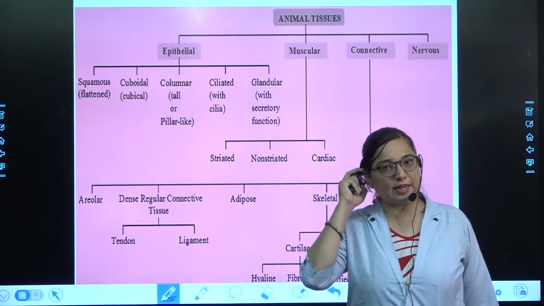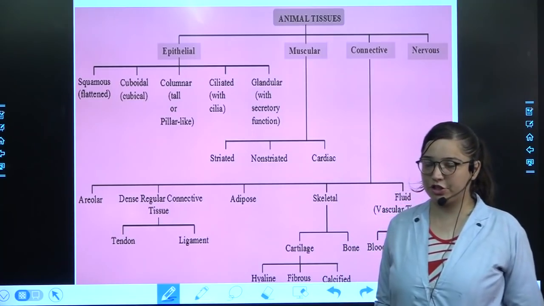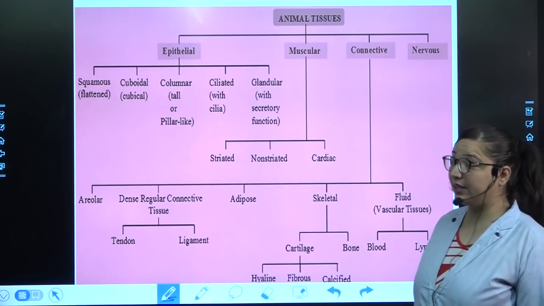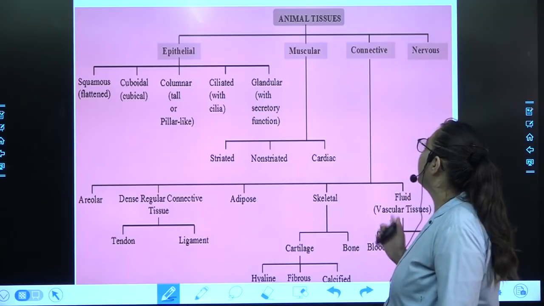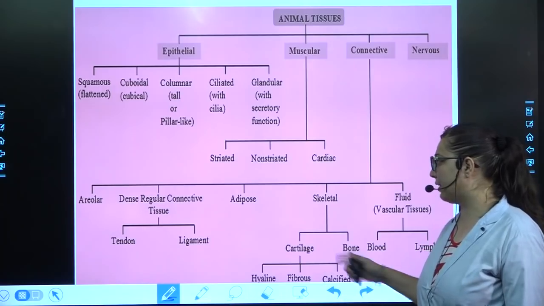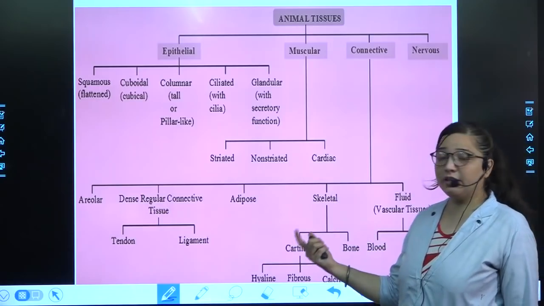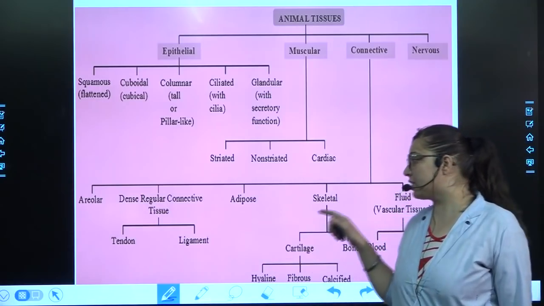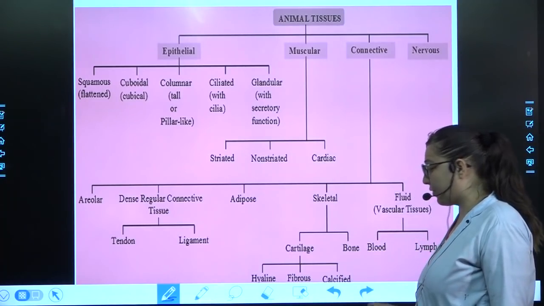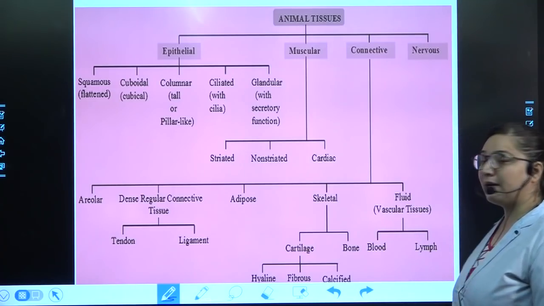We started with the basic classification, and in today's session we have done the connective tissue. Animal tissue, 4 types: epithelial, muscular, connective, and the nervous. Connective tissue, it is of 5 types. It is like this: areolar, dense regular, which is of 2 types, tendon and ligament; adipose, skeletal, which is cartilage and bone. Cartilage, the 3 are given over here also, but it is not there in our book. Then fluid, it is containing the blood and the lymph.